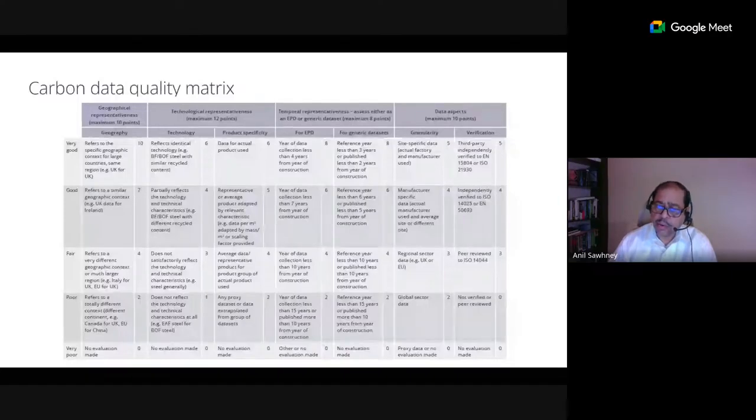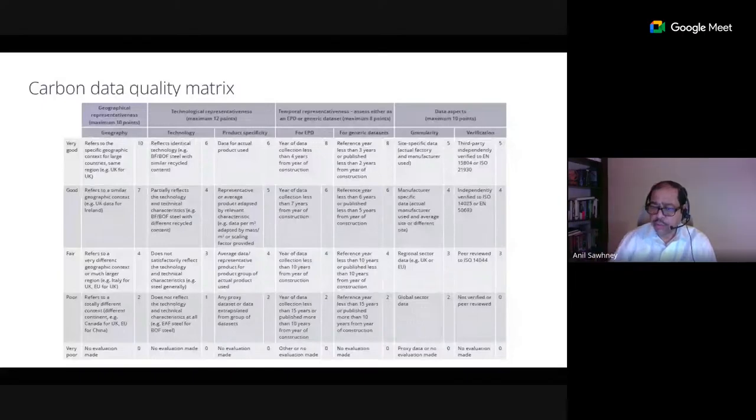But if the EPD or the product that you're talking about partially reflects the technology and technical characteristics, the score will go down to 4. So using this table for your top 10 materials, you can come up with a score. I think the total is 40 points. Out of the 40 points, you're going to get a score.